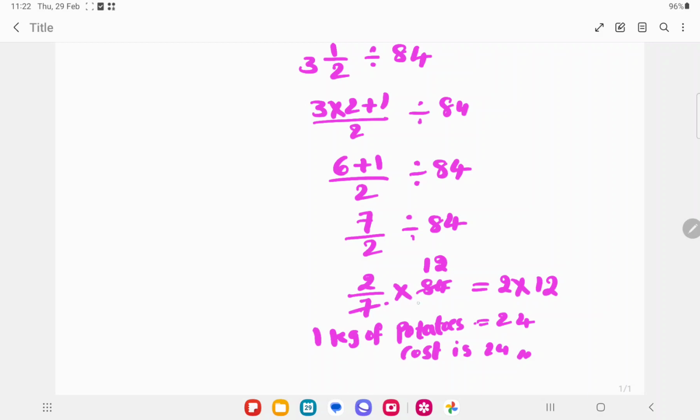7 into 84, how many times? 12 times. So 2 12s are 24. 1 kg of potatoes cost is 24 rupees.